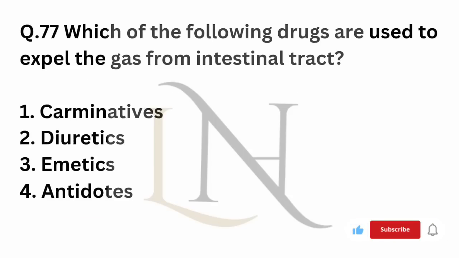Which of the following drugs are used to expel the gas from the intestinal tract? Option 1 carminatives, option 2 diuretics, option 3 emetics, option 4 antidotes. Answer is option 1 carminatives expel the gases from the intestinal tract. Next MCQ.